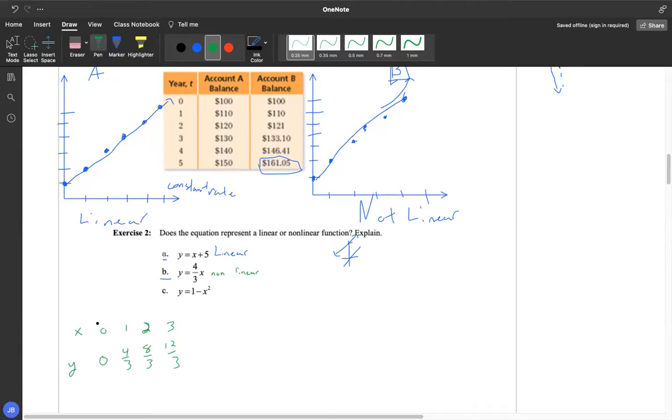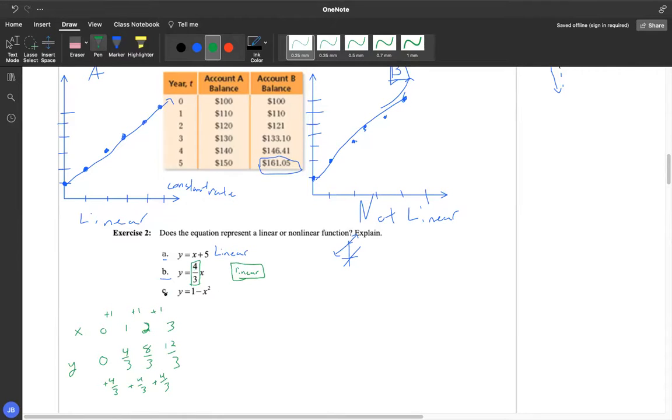So if we look at this, Nicole, it looks like x is going up 1 every time, and y is going up 4/3 every time. Doesn't it? So this one's linear. That's all right, though. It's okay, because this one's kind of tricky. We haven't seen one like this yet. This shows us that 4/3 is our m. That's our slope. So that tells us that it is a constant slope.